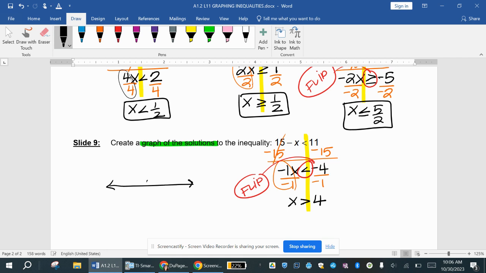Okay, to create my graph, I'm going to go ahead and put 4 in the middle. Maybe two or three numbers that are bigger, two or three numbers that are smaller. Because they want the numbers greater than 4, but not equal to 4, we're going to use an open point and shade to the right. As long as your variable is written first, you know that whatever your hand looks like, that's how you're going to shade.